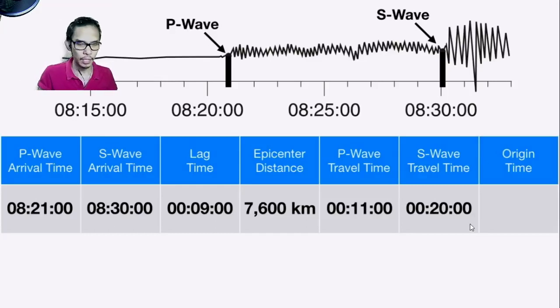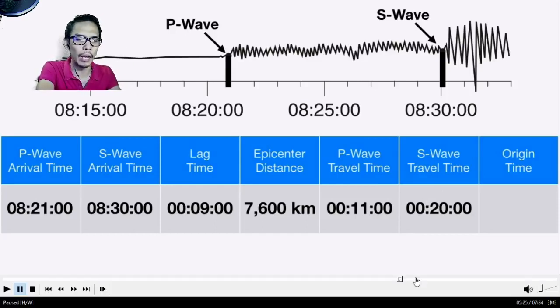and let's put it down on your data table. That is 20 minutes. Now, how do we find the origin time? To find the origin time, you will just subtract the P-wave travel time from the P-wave arrival time. And you will subtract as well the S-wave travel time from the S-wave arrival time. Alright. When you subtract those two travel times, they should have the same answer.